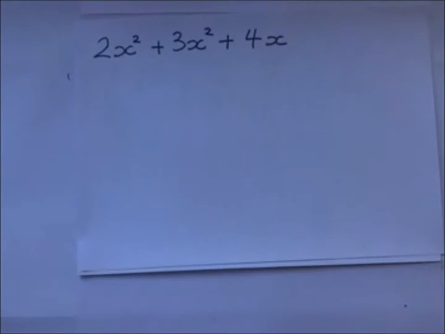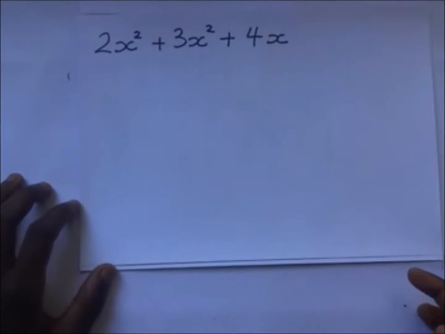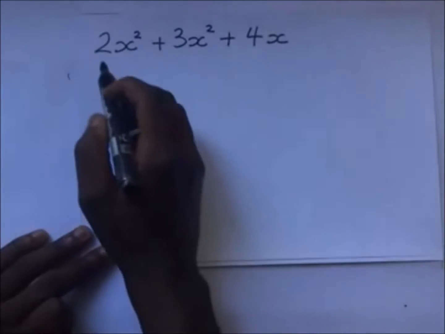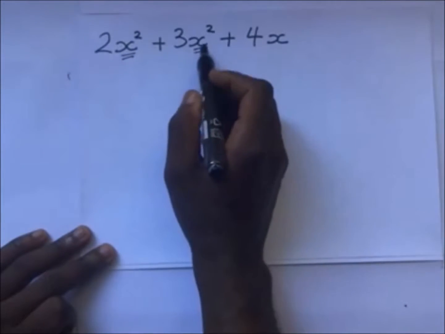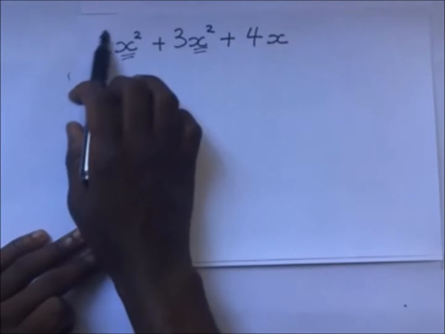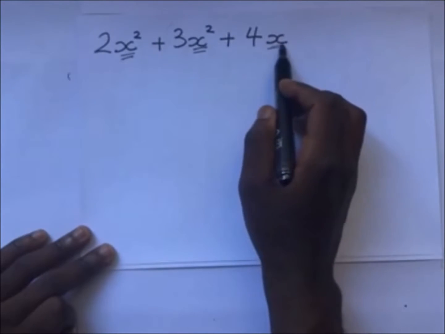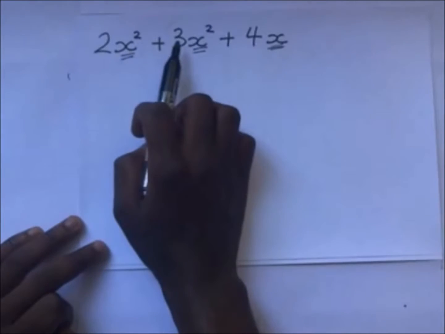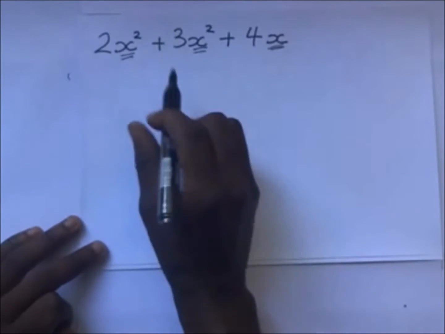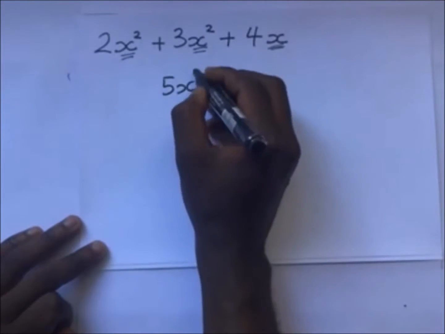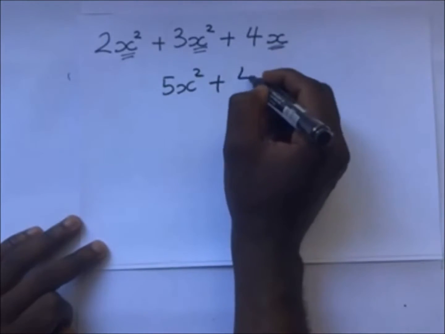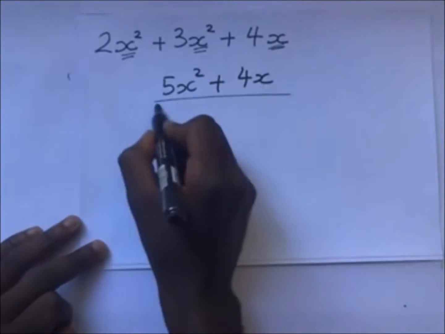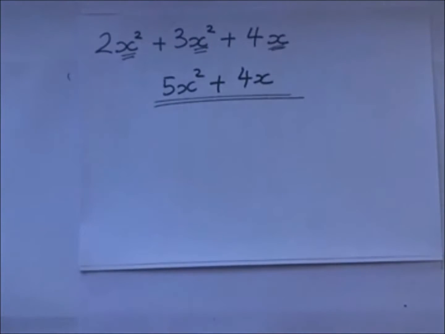Getting to the next, we have this collecting like terms here. We have x squared and x squared. So it means that these 2 terms are like. This one only has x, so it is unlike. So collecting like terms, 3x squared plus 2x squared is going to give us 5x squared plus 4x. So we've collected like terms and it is already simplified.